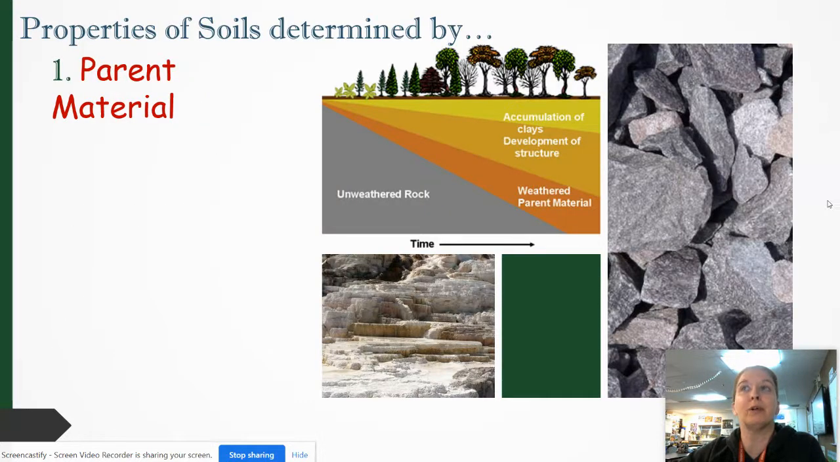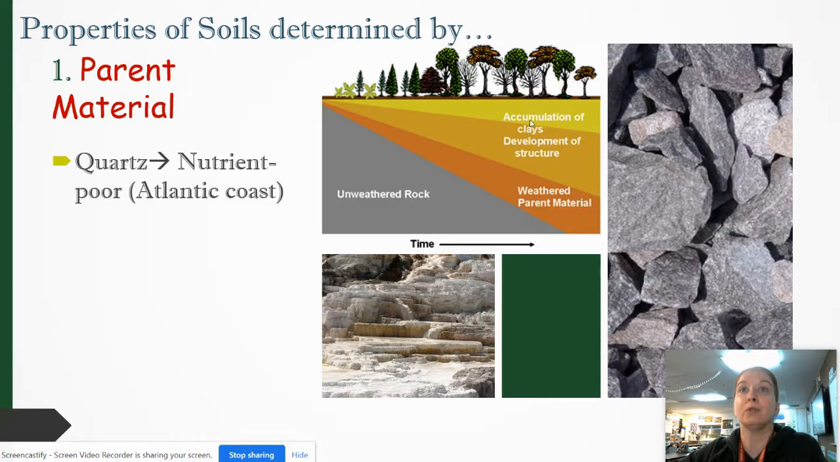So number 1, parent material, which is where did the rock come from? You start with unweathered rock, work your way into some weathered parent material, and then as the rocks get smaller and smaller and smaller, you get soil. Quartz is very nutrient poor, and this is what you find out on the Atlantic coast. This is where I grew up. So this is what we see a lot of out there.